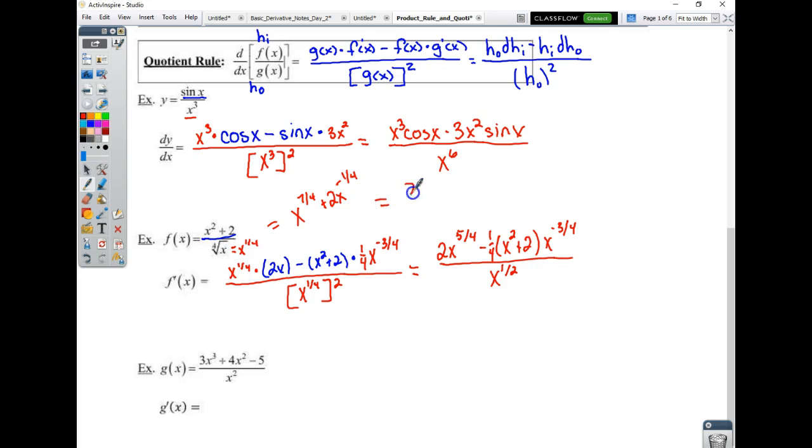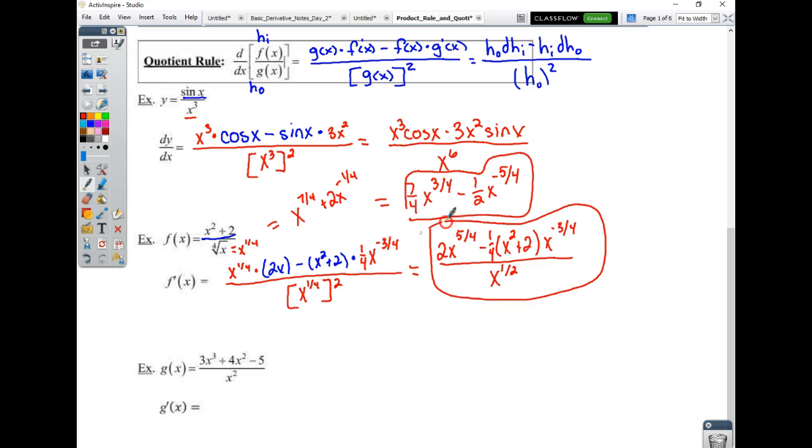rule for this, this becomes 7/4 x to the 3/4, plus, not plus, minus 1/2 x to the negative 5/4. Does this look anything like this? If I simplify that, would it work? Theoretically. It would be a whole bunch of work to have to do it though, right?